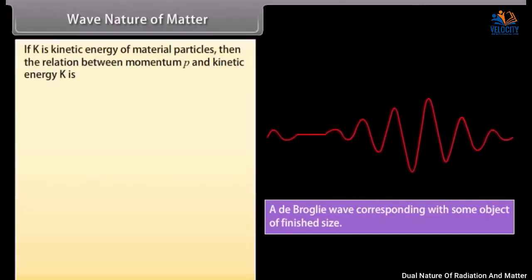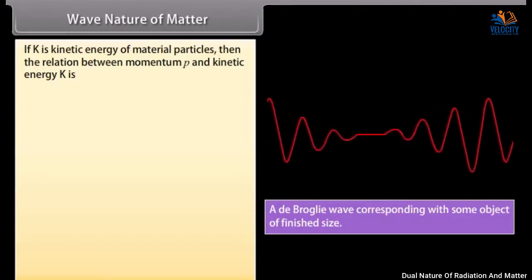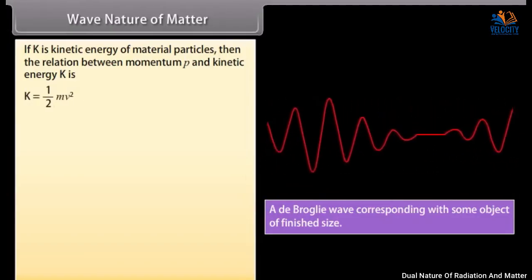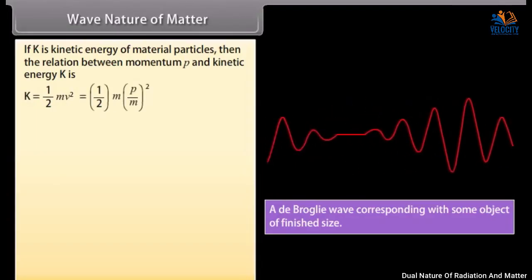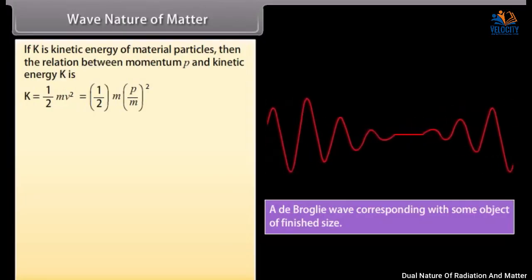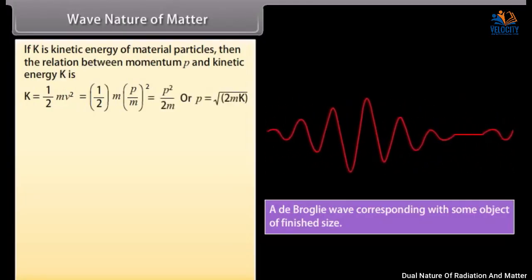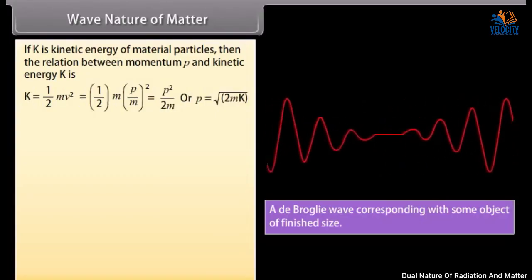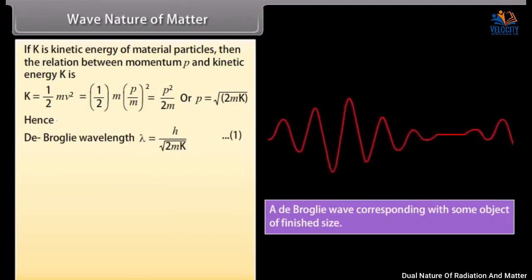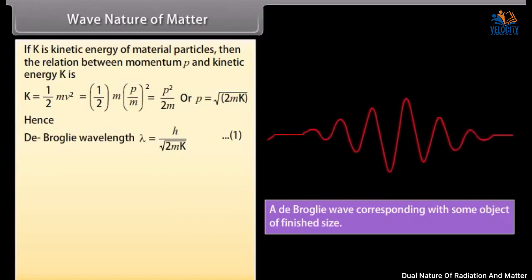If K is the kinetic energy of material particles, then the relation between momentum p and kinetic energy K is K equals 1 by 2 mv squared, which equals 1 by 2 into m into (p by m) squared, which equals p squared by 2m, or p as square root of 2mK. Hence, de Broglie wavelength lambda is equal to h by square root of 2mK. Name it as 1.